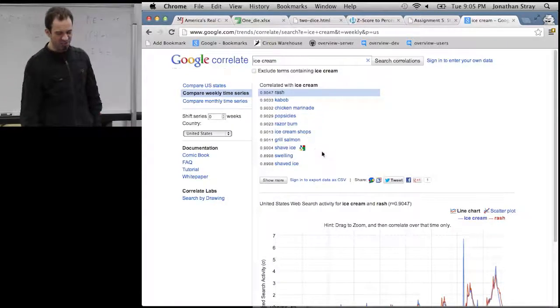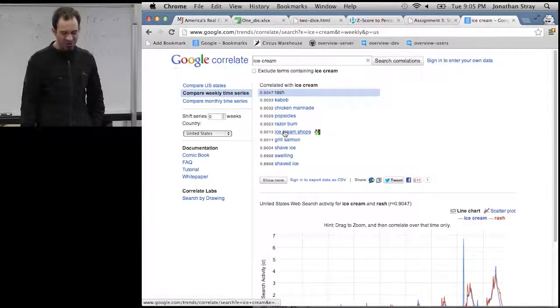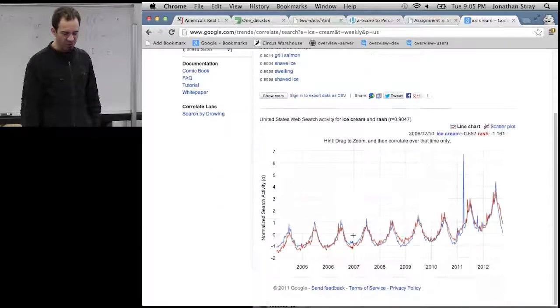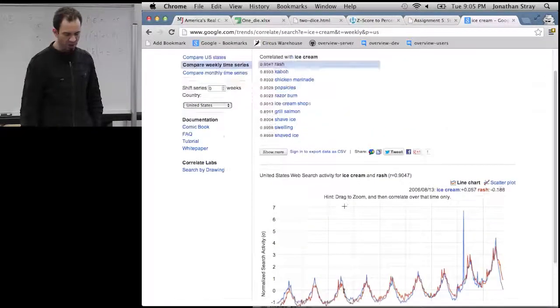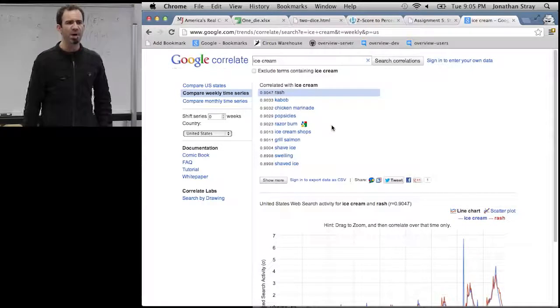So you can see some of these, but razor burn, I mean, you can see some of these correlate and some of these don't. So let's look at this for a second, right? Again, I get this seasonal peak. Apparently ice cream's getting more popular. Why might razor burn correlate? Is that because ice cream causes razor burn?